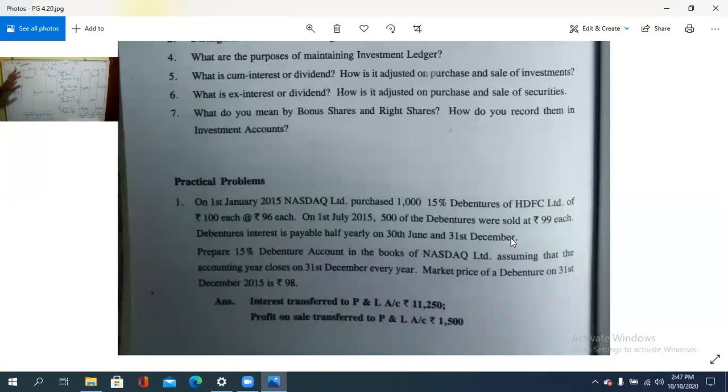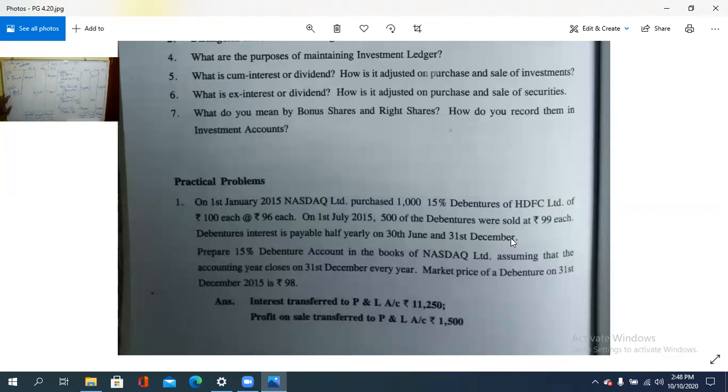So this is the way in which an investment account is to be maintained. Clear? First entry is this one, debit to bank, then bank debit to interest, then for the sale, bank debit to investment, and after that, every half year there is the interest calculation, and then balance carried down. Which balance carried down? After the sale, how much is the remaining debenture? That is to be multiplied with this. 1,000 into 96, 500 into 99, that is for the sale, and then the remaining 500 into 96, that is 48,000.